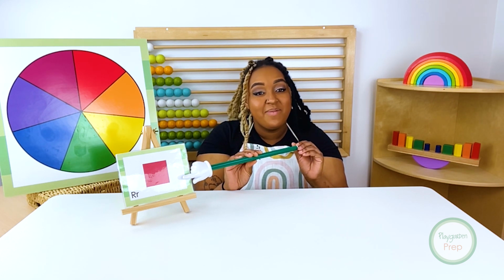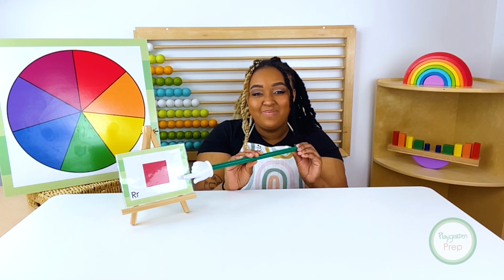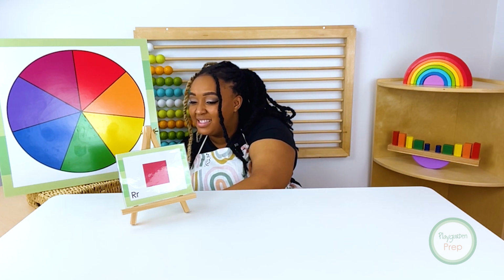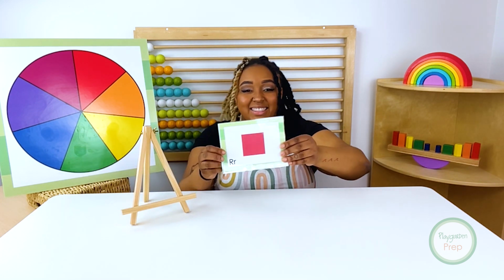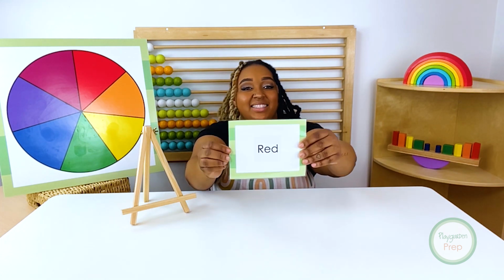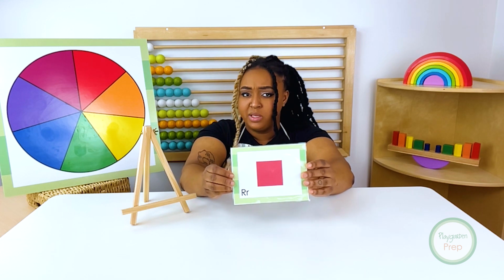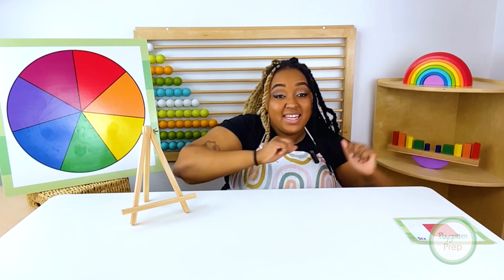Red is a primary color. Red in Spanish is rojo. Red. O en español, rojo. Next up, we have 2 pointer fingers and a drum roll, please.